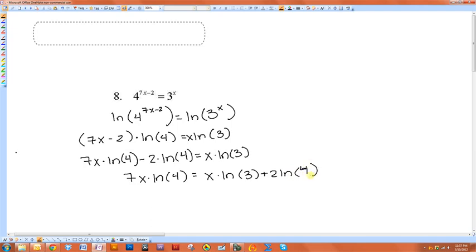Excuse me. A lot of students get really thrown off by these natural logs being in here. Remember, they're just numbers, okay? So this is just 2 times some number, so we can add and subtract it from both sides. This is x times some number. So I'm going to subtract that from both sides so that I'll have all of my terms containing x over here.